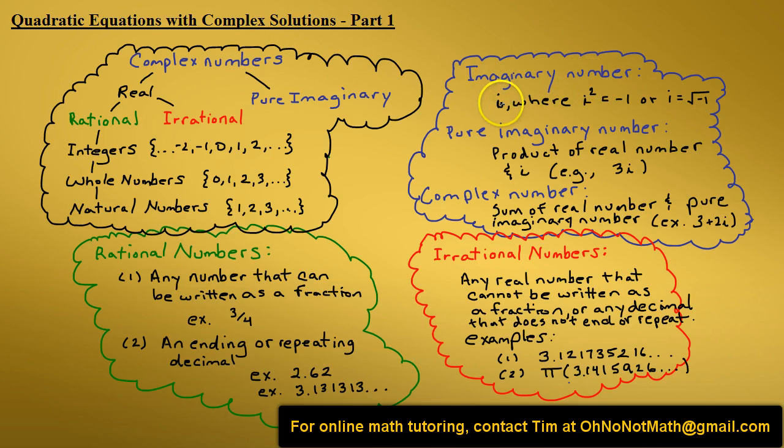An imaginary number is i. It's the symbol i, where i squared equals -1, or i equals the square root of -1. That's an imaginary number. A purely imaginary number is the product of a real number and i. So for example, 3i. 3 times i is a purely imaginary number. So a complex number is the sum of a real number and a purely imaginary number. So for example, 3 plus 2i is a complex number.